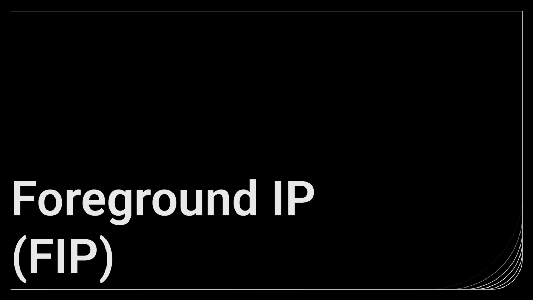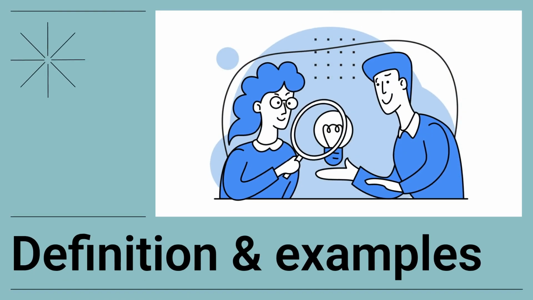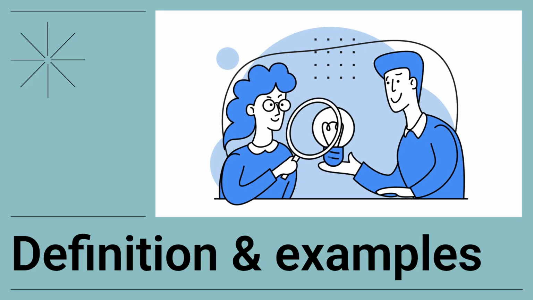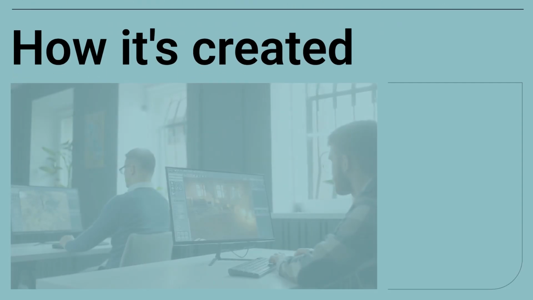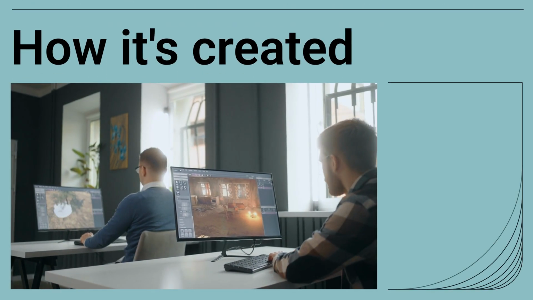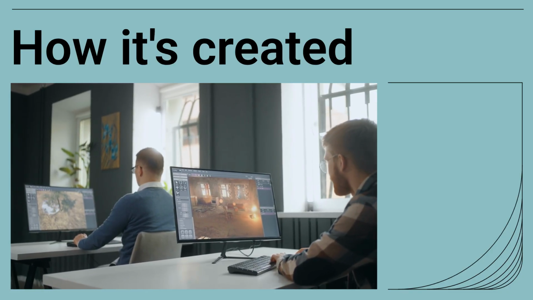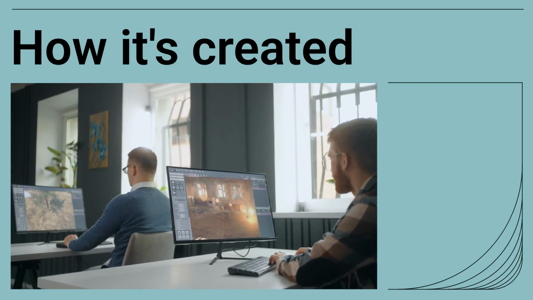Next up, foreground IP. Foreground IP, or FIP, is the IP created during the course of a specific project or collaboration. This could be a new invention, a unique software module, or a novel design that emerges from the project work. FIP is often the result of collaborative efforts and represents the new value generated. Determining ownership of FIP is critical for all parties involved, especially for startups developing new products.